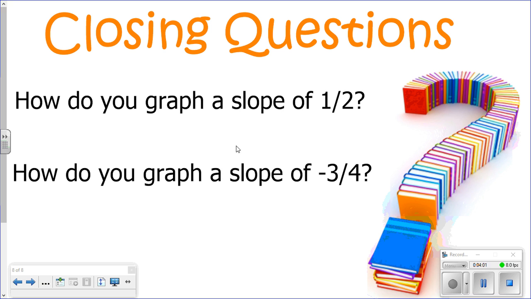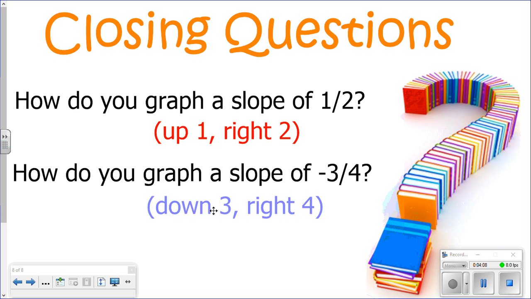So how do you graph a slope of 1/2? Up 1, right 2. How do you graph a slope of negative 3/4? Down 3, right 4.